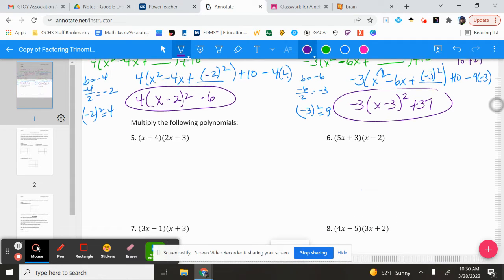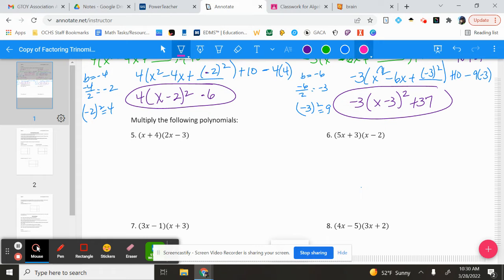When you get ready to multiply polynomials, it is up to you on how you choose to do these, whether you want to use the box method, which is where we take the first one, put it down the side, and we take our second, 2x minus 3, and we put it at the top. Then we just multiply through, so 2x times x is 2x squared. X times negative 3 gives me negative 3x. 2x times 4 gives me positive 8x, and 4 times negative 3 gives me negative 12.